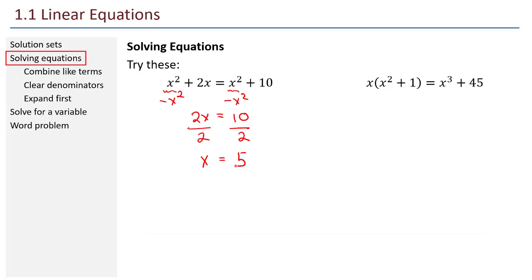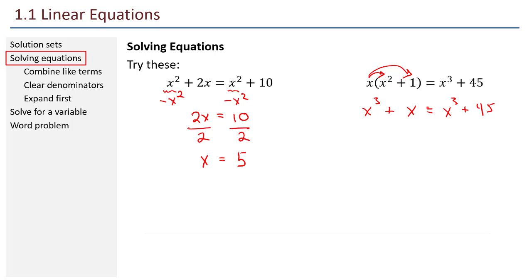Can you do that before I do? If you maybe pause the video for a second and see what you get. Let's see. The first thing I'll do is distribute the x. So when I distribute my x across this addition, I get x cubed plus x equals x cubed plus 45.